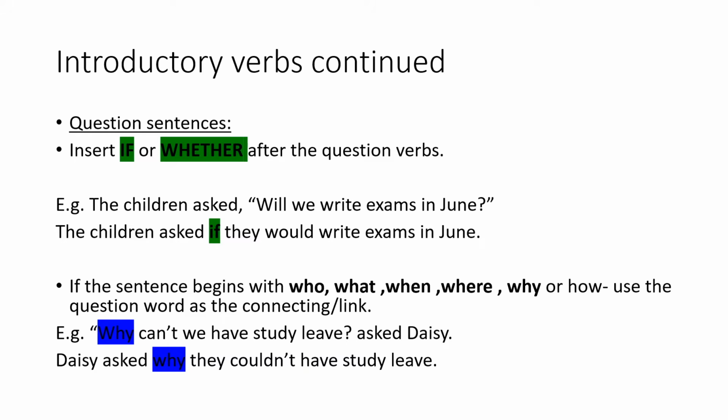Or if the sentence begins with who, what, when, where, why, or how, use the question word as the correct linking verb. Let me show you what I mean. For example, "Why can't we have study leave?" asked Daisy. Daisy asked why they couldn't have study leave.